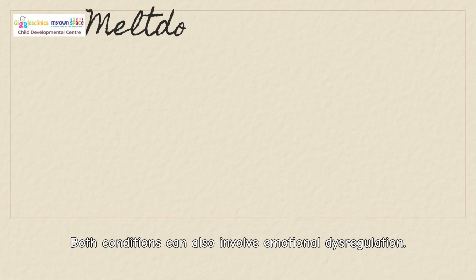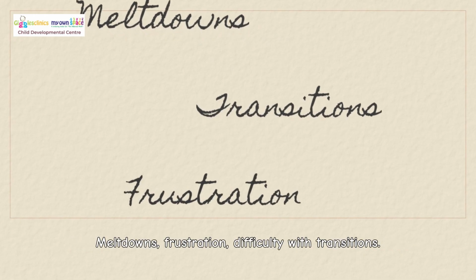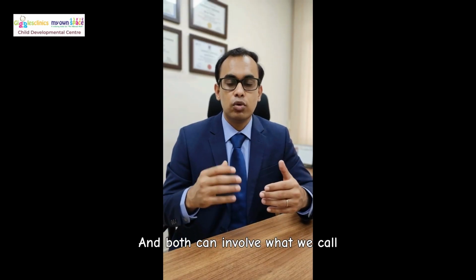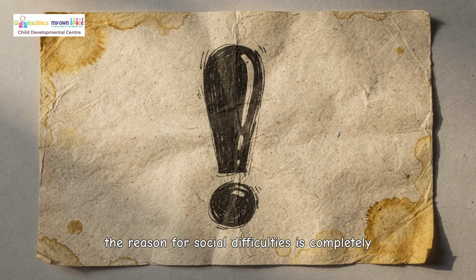Both conditions can also involve emotional dysregulation, meltdowns, frustration, difficulty with transitions. And both can involve what we call social difficulties. Though, and this is very important, the reason for social difficulties is completely different in the two conditions. This is what I want parents to understand deeply today.